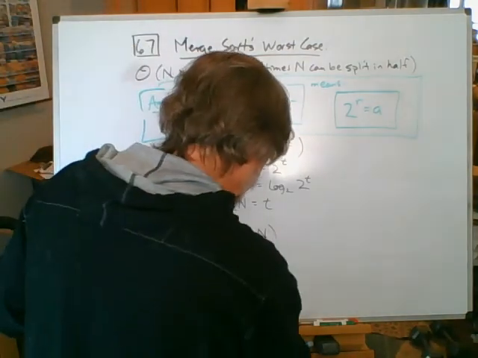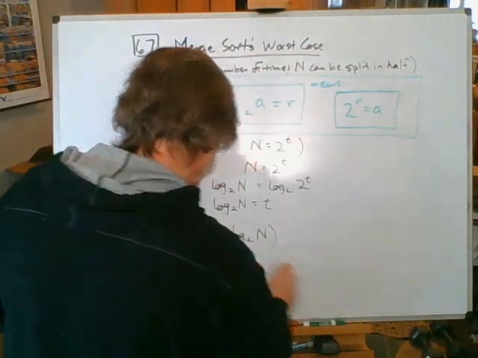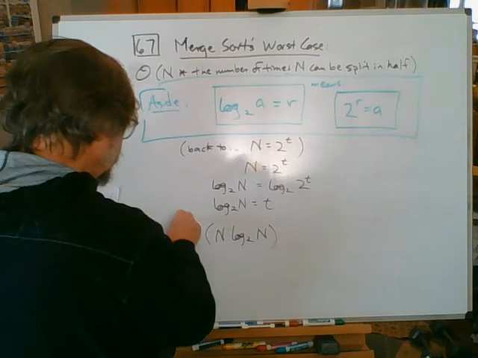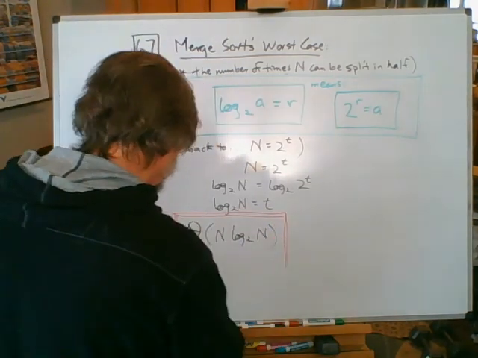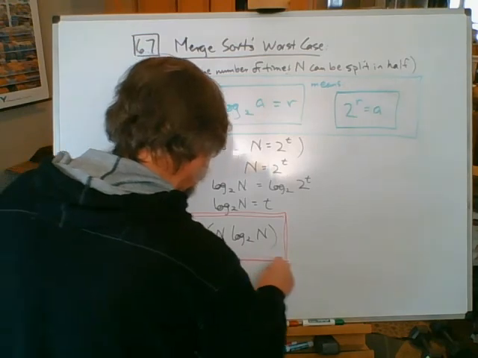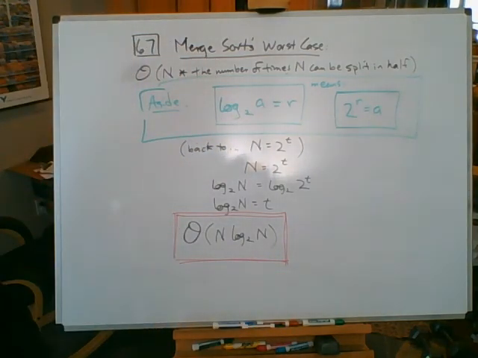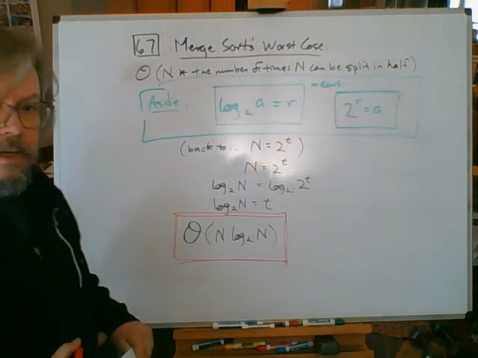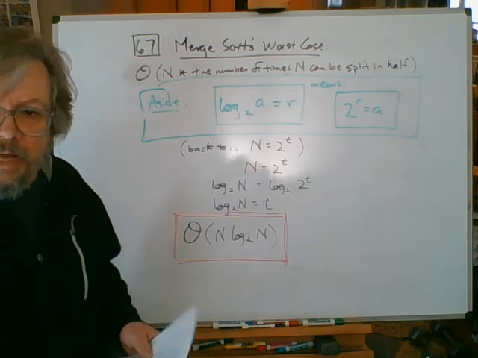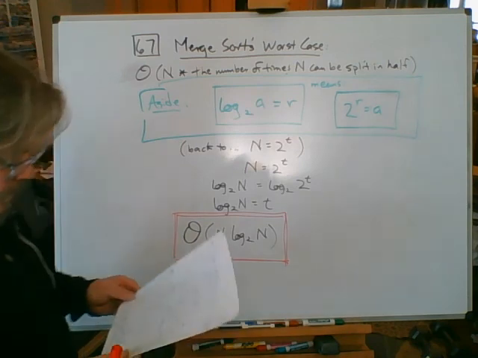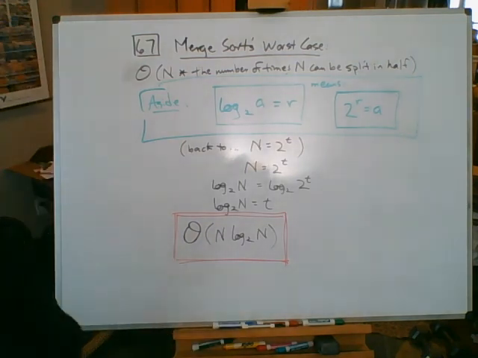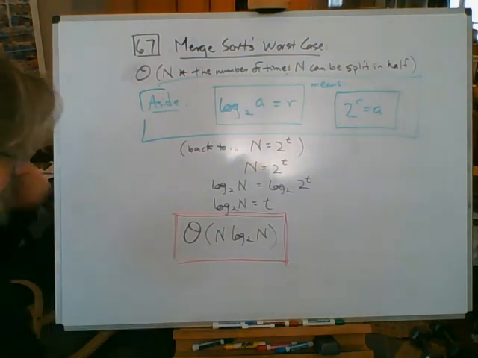N log base 2 of n. So important. I'll put, watch this, a double red box. Is this the first emergence of a double red box? This term is the order of magnitude of merge sort in the worst case, as if anybody really cares. We care. We care. We care so muchly. I'll show you how much we care in the very next video.